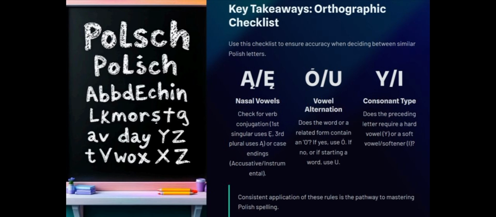ó and u, vowel alternation. Does the word or any related form contain an O? If yes, write ó. If no, or if it begins a word, write u. Y and i, consonant type. Does the letter before it need a hard vowel? That's y. Or a soft vowel or softener? That's i. Closing: consistent use of these rules is the key to mastering Polish spelling.